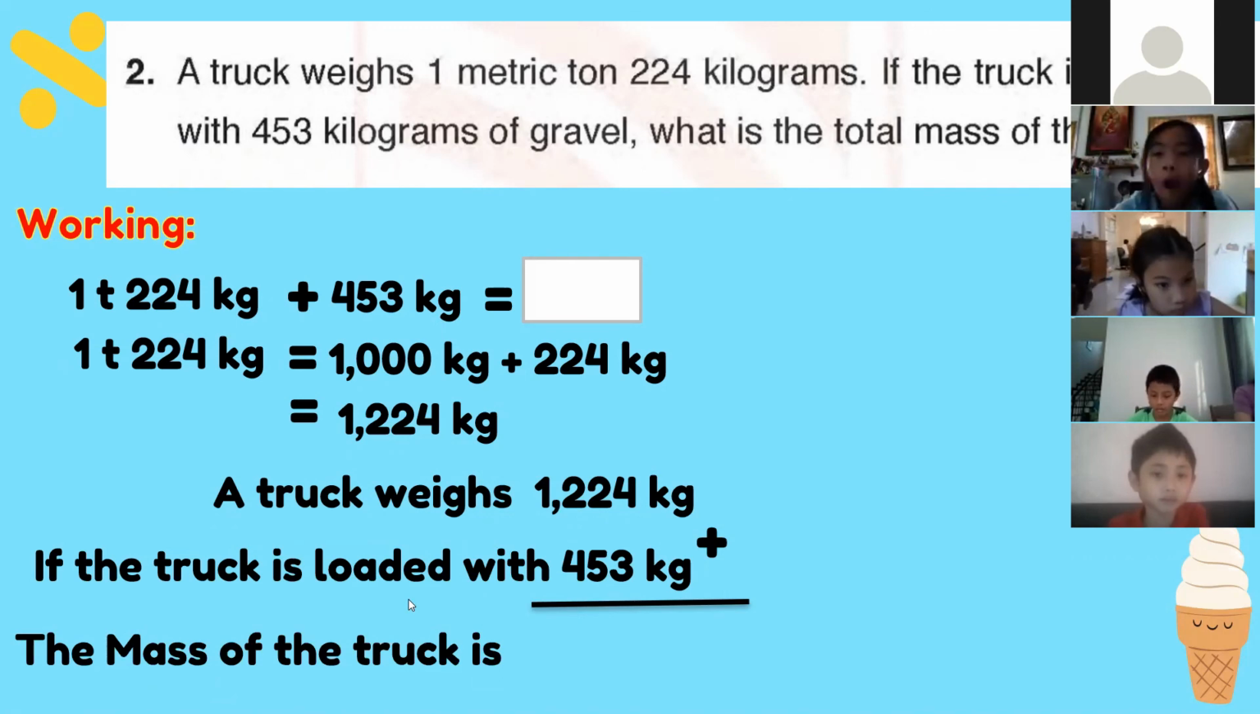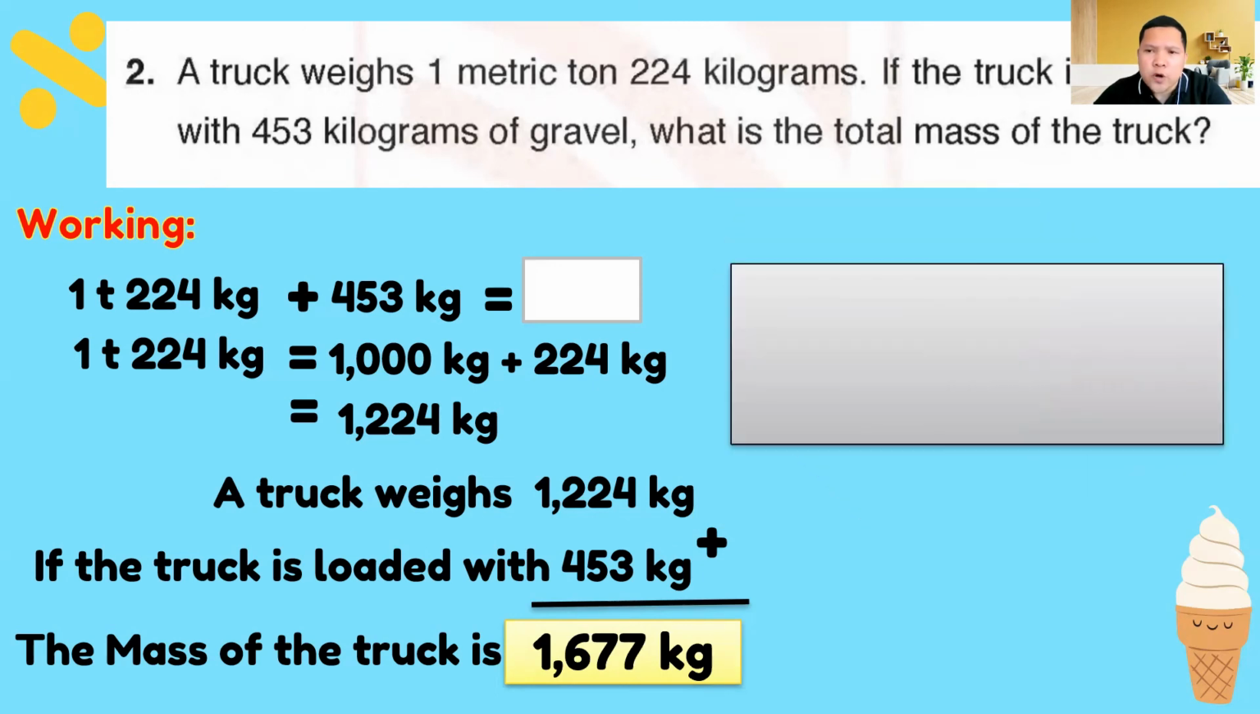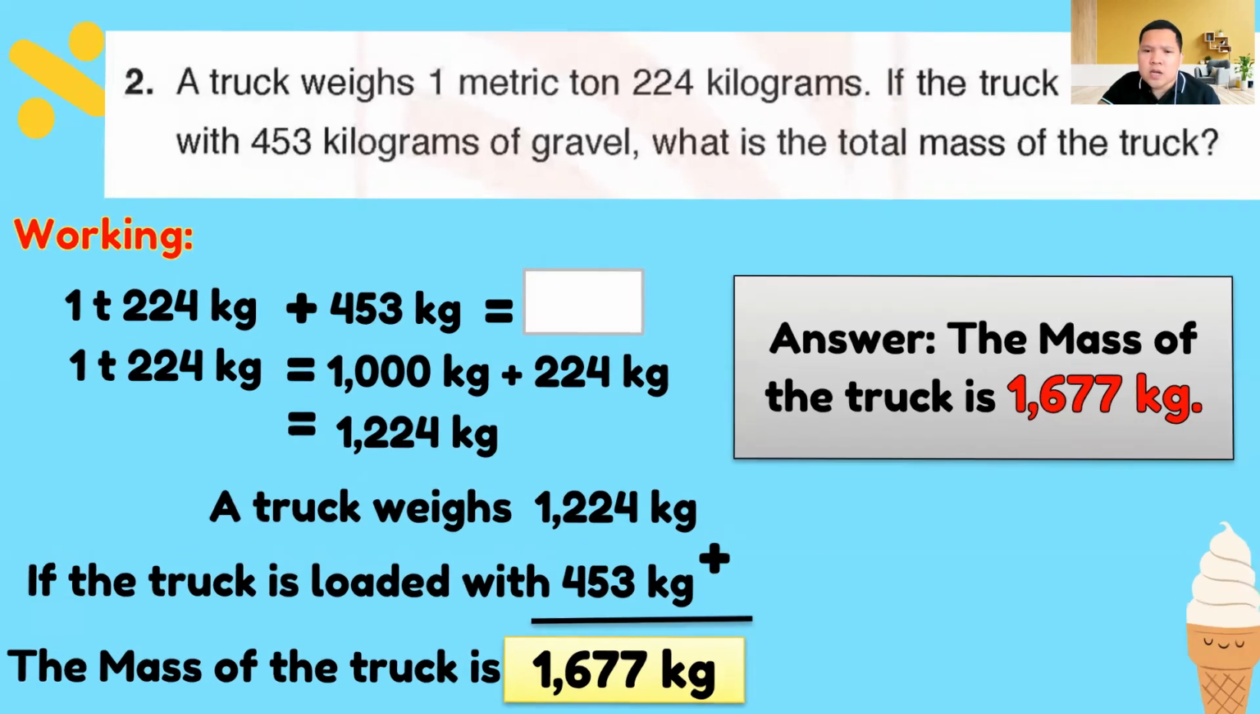this is your final sentence. So all you have to do is to add the mass of the truck and the mass of the gravel. So you will get 1,677 kilograms. For your answer, it's like this. The mass of the truck is 1,677 kilograms. All right.